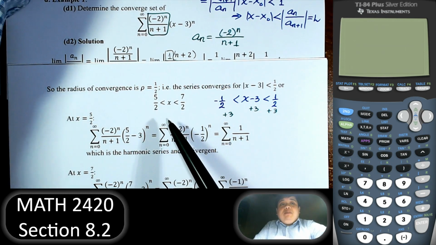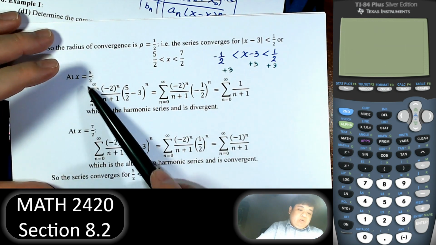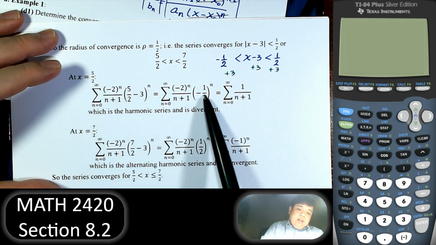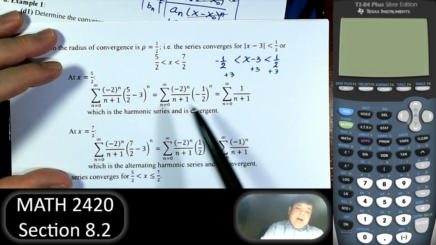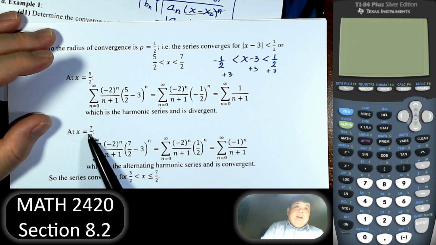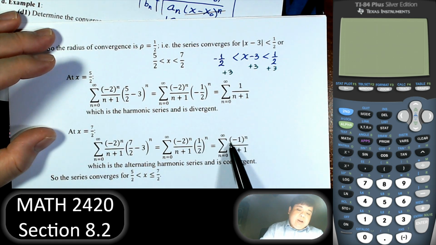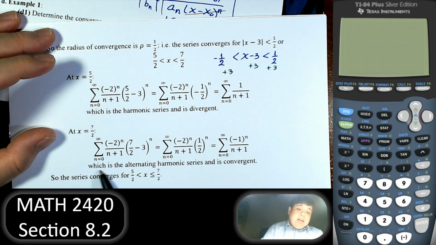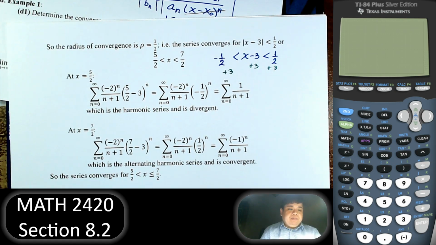We're not sure what happens at the endpoints. So we let x equal 5/2, and we do that. We have negative 2 to the n and negative 1/2 to the n. Those cancel out. We have 1 over n plus 1. This is a harmonic series, which is divergent. Now, x equals 7/2, same thing, do that. And that cancels out, we have negative 1 to the n power over n plus 1. This is an alternating harmonic series, which is still convergent. So the series is convergent.